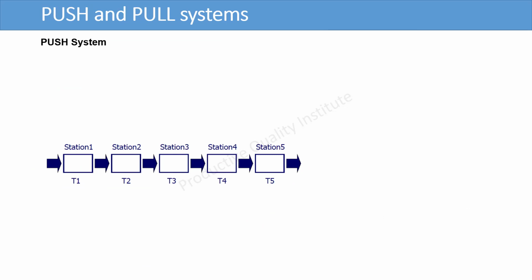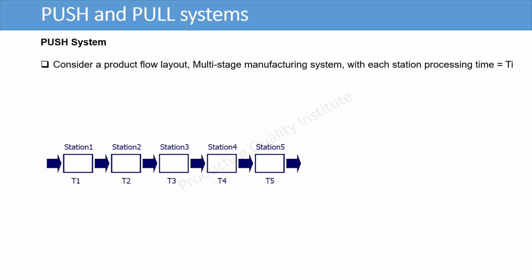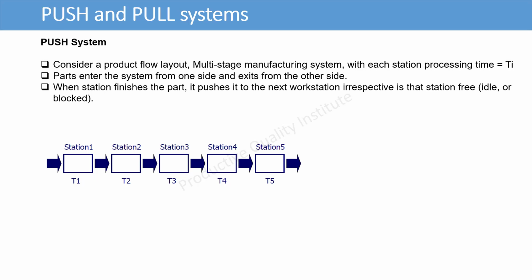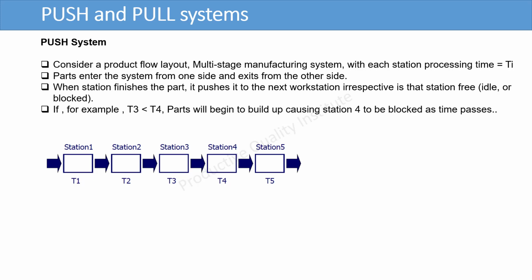What is a push system? Consider a product flow layout with a multi-stage manufacturing system, with each station processing time equal to Ti. Parts enter the system from one side and exit from the other side. When a station finishes the part, it pushes it to the next workstation, irrespective of whether that station is free, idle, or blocked. If, for example, T3 is less than T4, parts will begin to build up, causing station 4 to be blocked as time passes.